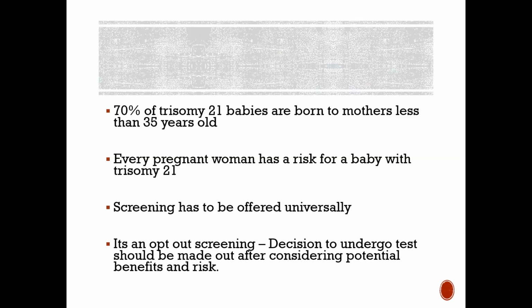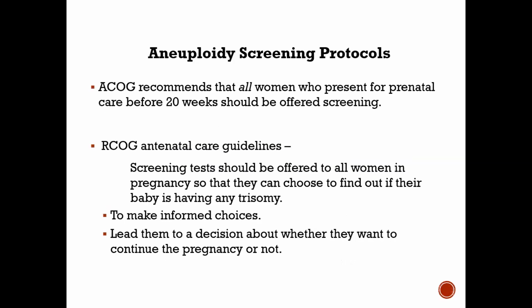As the age increases, the risk for having a chromosomally abnormal baby increases. But we have to remember that 70% of the trisomy 21 babies are born to mothers less than 35 years old. So that's why screening has to be offered universally. And yes, it is an opt-out screening, and we have to offer it to everyone. But if the patient doesn't want to accept the screening, then they can opt out.